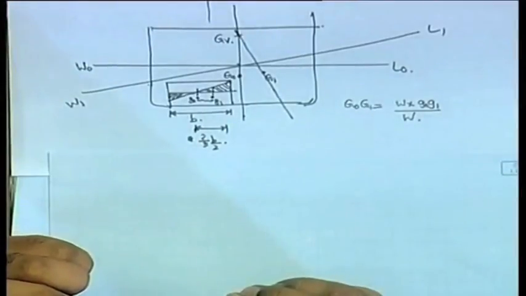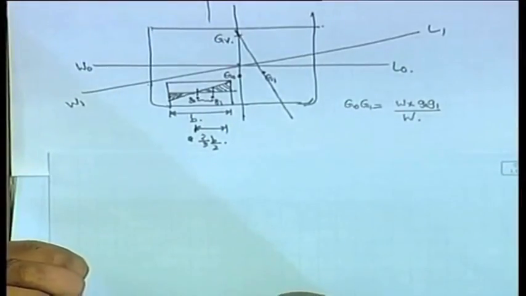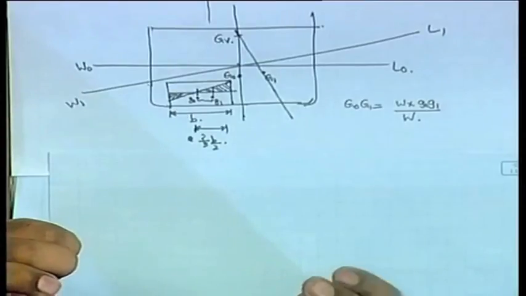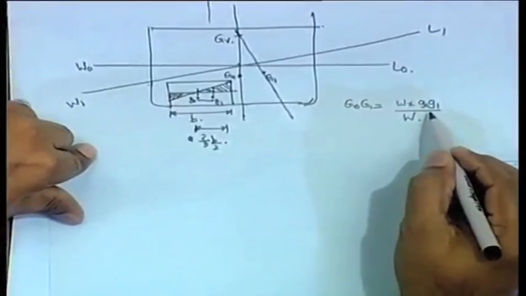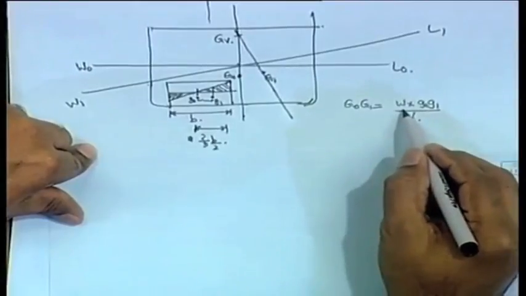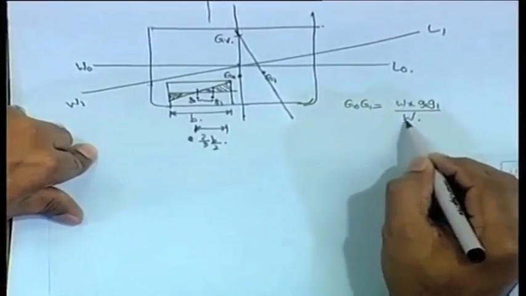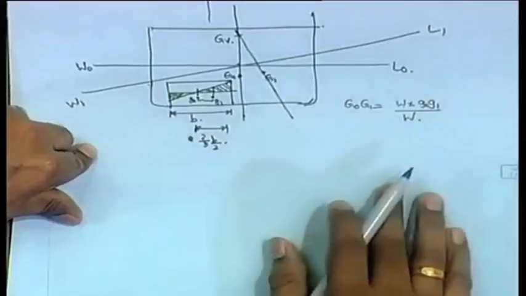We have a small mass, small w, inside a huge, the whole mass, capital W. When that small mass is moved at distance d, we have seen that the moment of the center of gravity of the whole system is small w into d divided by the whole weight. So, that is what this is. G0 G1 is the distance through which the center of gravity of the w has shifted. So, w into G0 G1 by capital W.